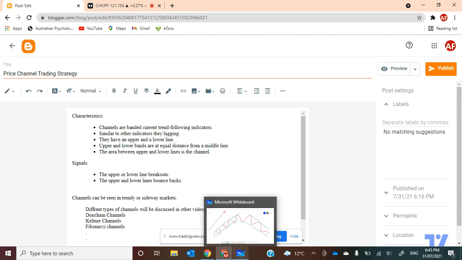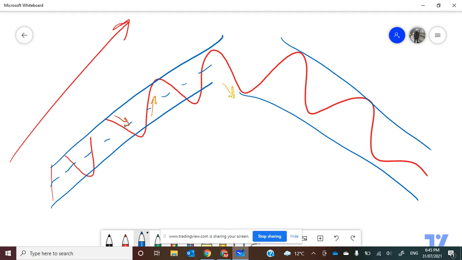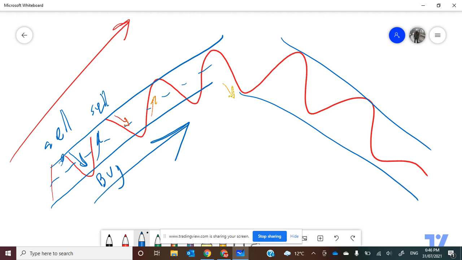The signals: you get a signal when the upper or lower line bounces back, or when the upper or lower line breaks out. So there are two different scenarios. First, when we are moving in one trend, when it bounces back from the upper or lower lines, it gives you a signal. So a buy, a sell here, buy here, sell here, and so on, buy here again. And when it breaks out from the lower or upper band, then it can be a reversal. Then you can just follow the other channel if you can find a channel to trade.